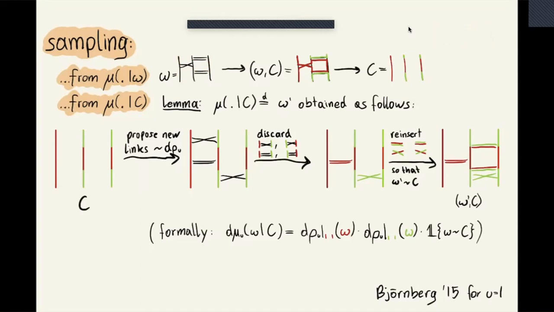The trickier part is to see that given the coloring C, the link configuration can be sampled efficiently. So I don't want to go into the specifics here again, but the key idea is that everything factorizes surprisingly nicely, and you end up with essentially a somewhat restricted product measure. So again, this only takes order of volume many operations.